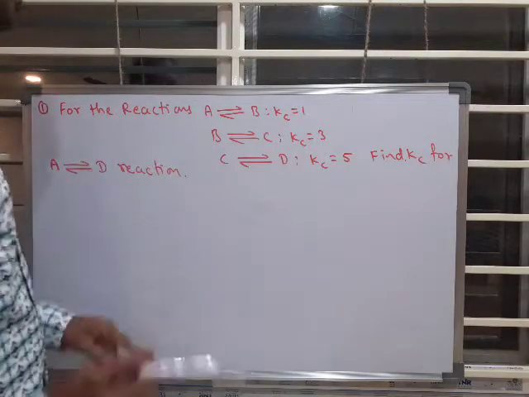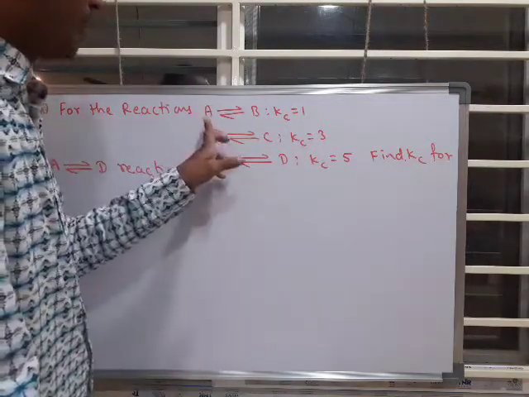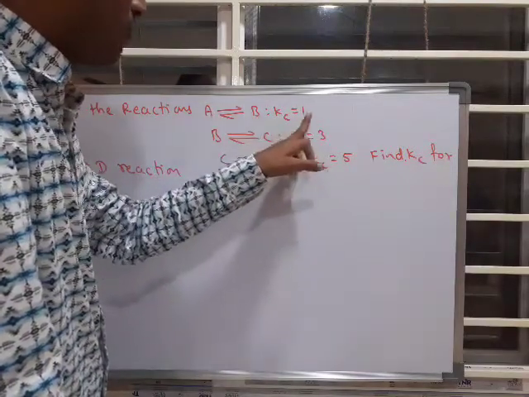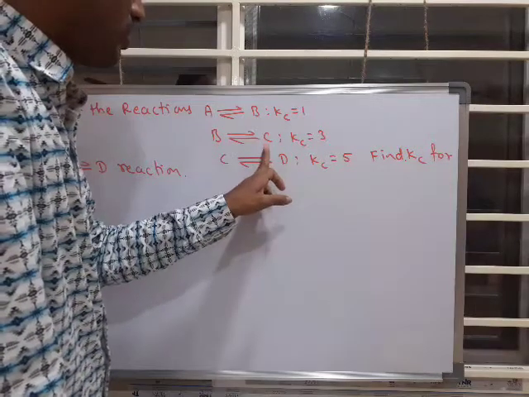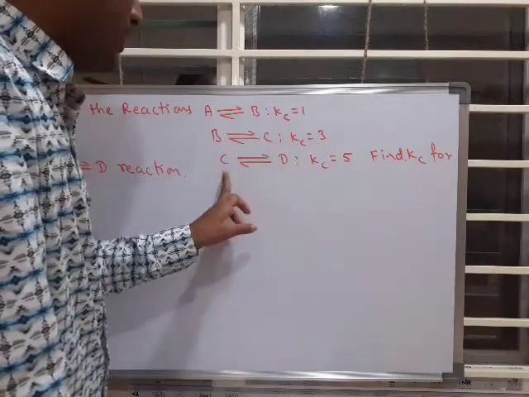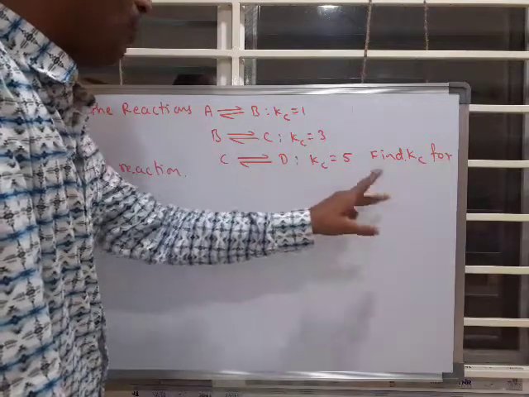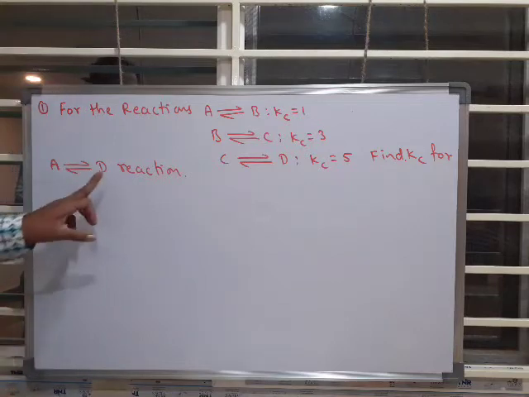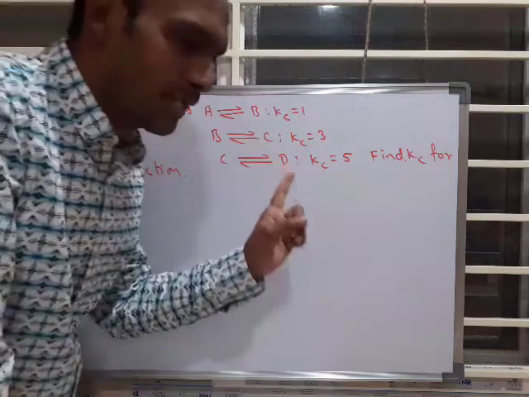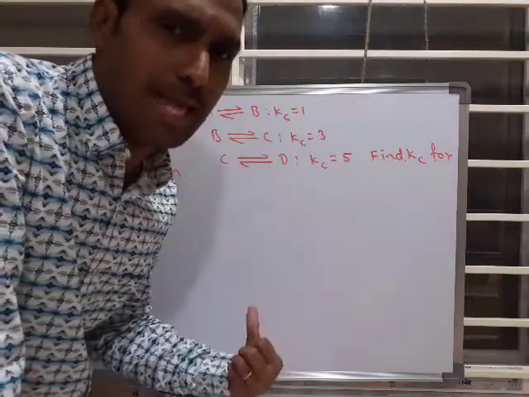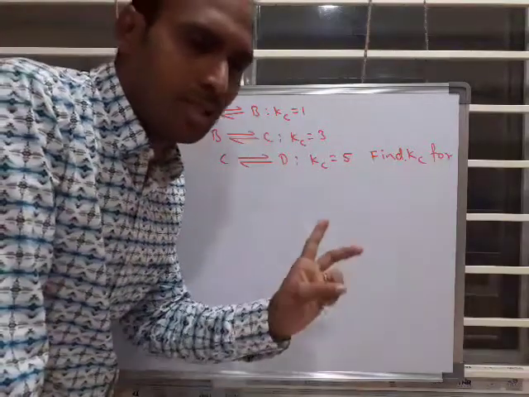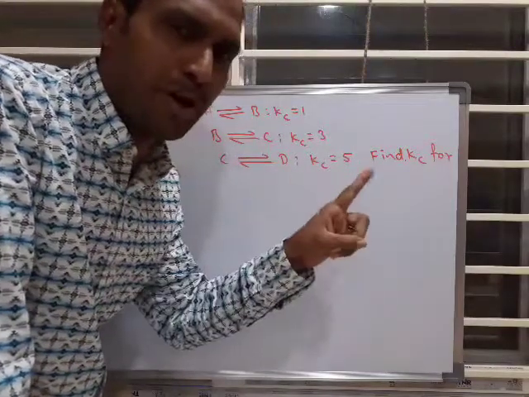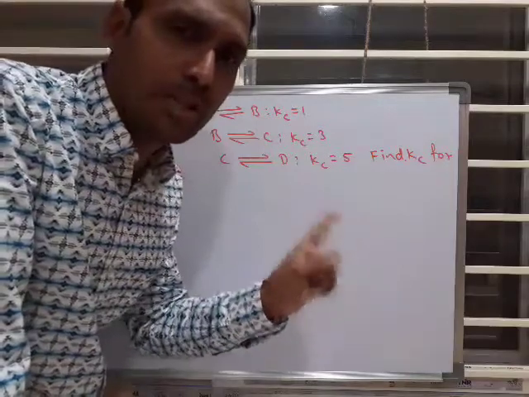For the reactions, individual reactions are given, and all the individual reactions are reversible. The first, A gives rise to B, K is equal to 1. B gives rise to C, Kc equal to 3. C gives rise to D, Kc equal to 5. We have to find the Kc for the overall reaction A gives rise to D. So we can say these are the different steps for the overall reaction: A to B, B to C, C to D, and finally A to D.